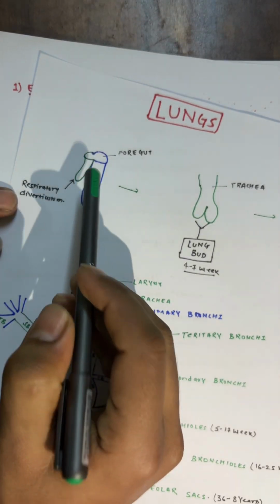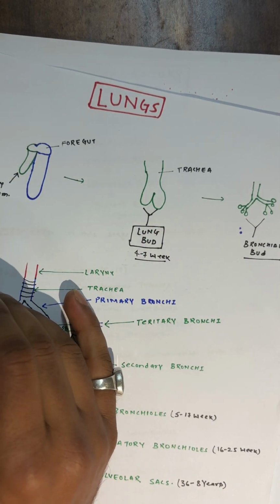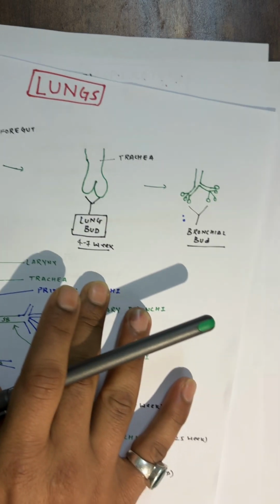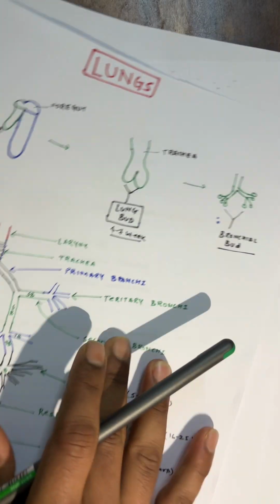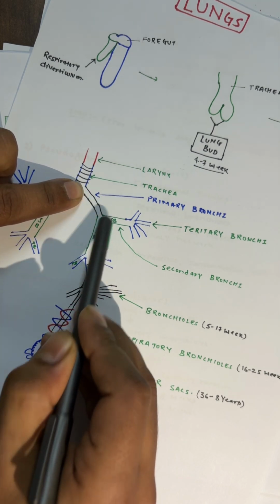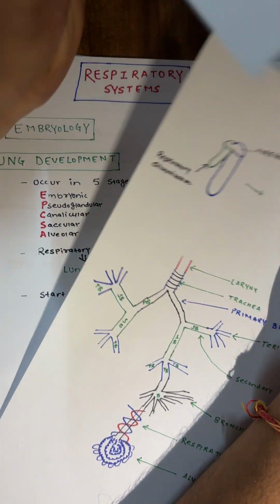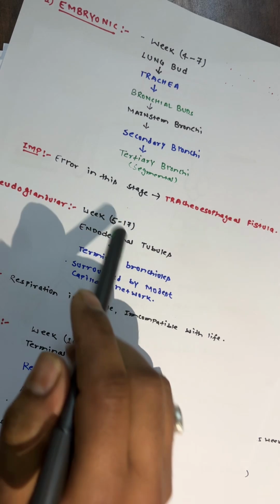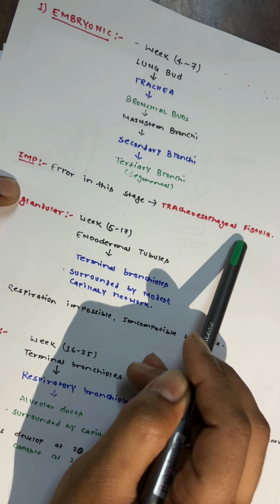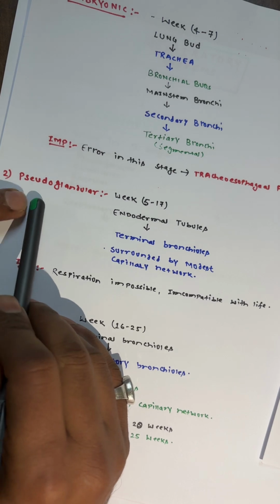We can see in this picture that this is the foregut and this is the respiratory diverticulum. Now this respiratory diverticulum forms the lung bud, and in its upper part it forms the trachea. Then it divides into bronchial buds, and then you can see here the primary bronchi, then secondary bronchi, then tertiary bronchi. From a clinical point of view, if any error occurs in this embryonic stage, then tracheoesophageal fistula occurs in the patient.